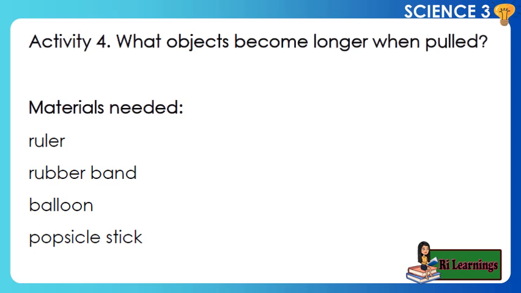Activity 4. What objects become longer when pulled? Materials needed: ruler, rubber band, balloon, popsicle stick.